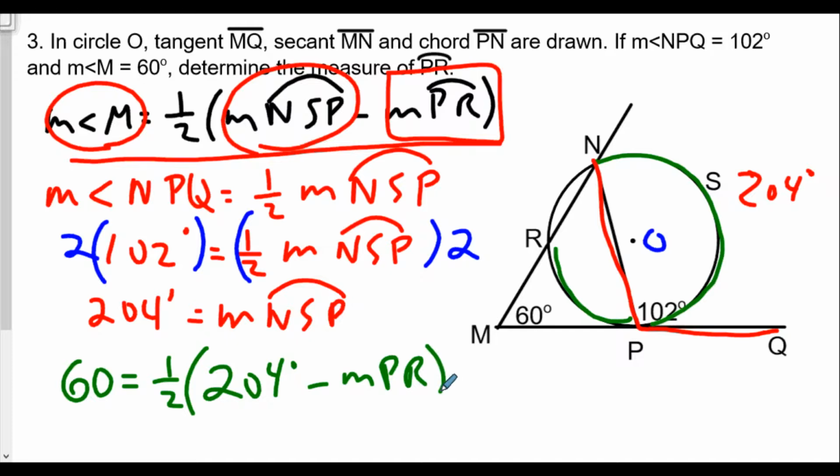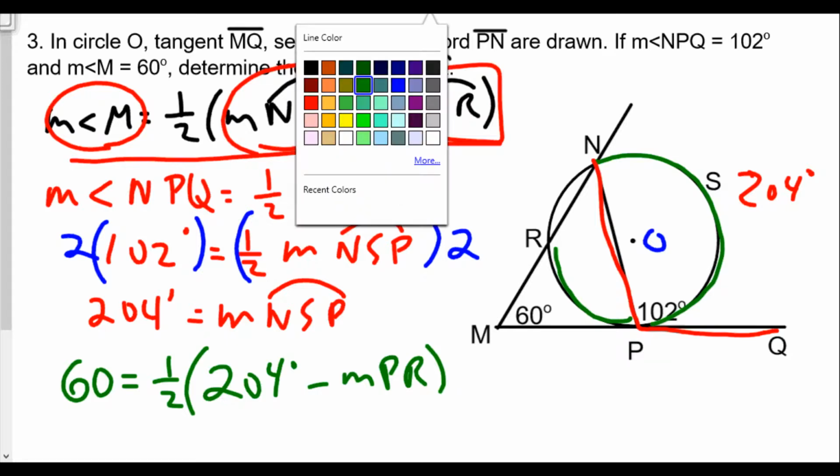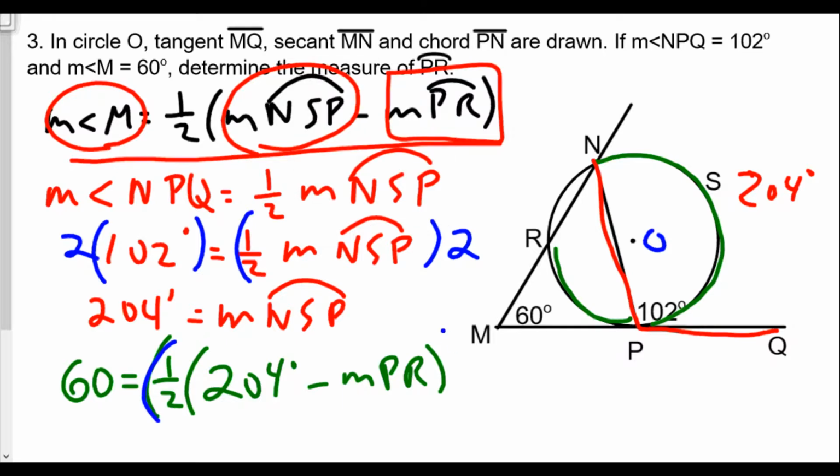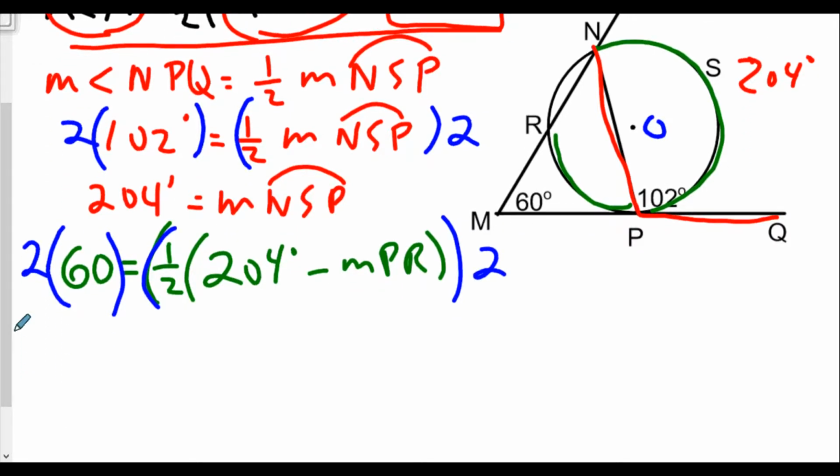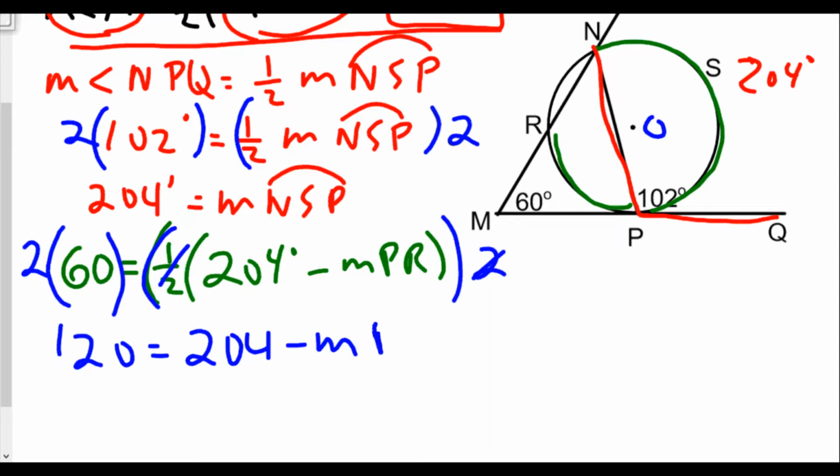Okay, so to solve for this, the 1/2 we could keep there, but you know what? Just to make it easier for ourselves, we're going to multiply both sides by 2. And by doing that, we're going to allow ourselves to get rid of that 1/2. Okay, so here we go. We've got 120 is equal to, and the 2 and the 1/2 divide out to 1, 204 minus the measure of arc PR.